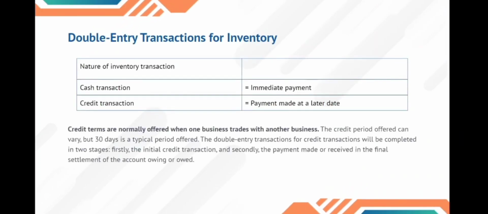Credit terms are normally offered when one business trades with another business. The credit period offered can vary, but 30 days is a typical period offered. The double entry transactions for credit transactions will be completed in 2 stages. Firstly, the initial credit transaction, and secondly, the payment made or received in the final settlement of the account owing or owed.